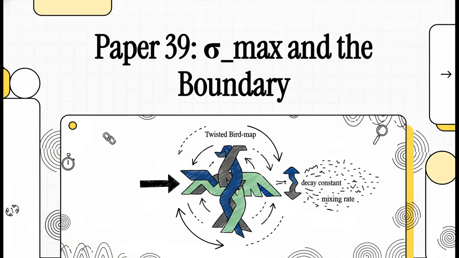All right, welcome back. In our last explainer on paper 38, we absolutely nailed down a huge result, the twisted bird map mixes. We even got a decay constant. But getting an answer like that just leads to the next big question, and that's exactly what paper 39 is here to answer. So we know it mixes, but how fast?